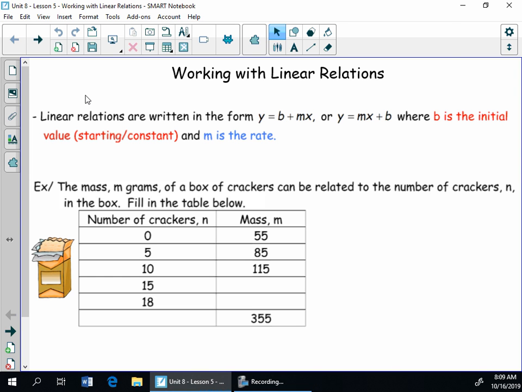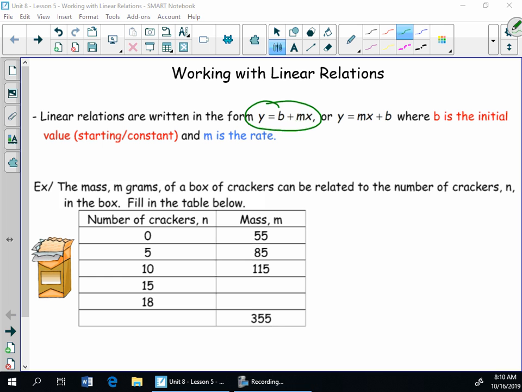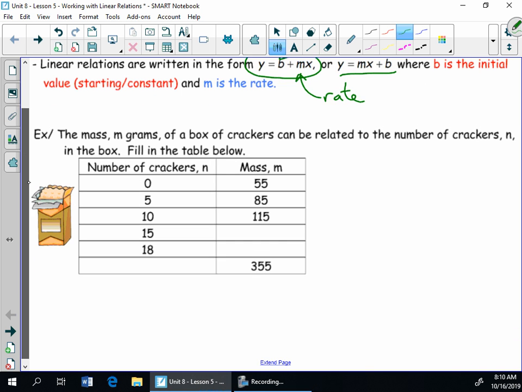And our big idea so far is every time we have an equation, it should be in the form y equals b plus mx, or mx plus b, which means the same thing, where b is our initial value, m is our rate, our multiplier. And we always need to have a y and an x, and we need to know what they stand for. So we always want to define our variables. I'm going to jump right into some examples today.